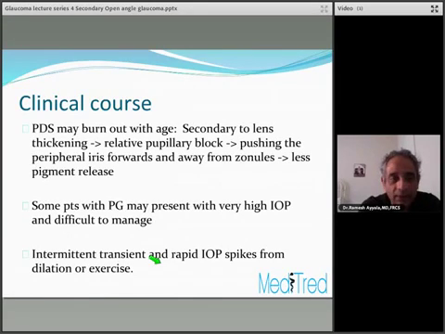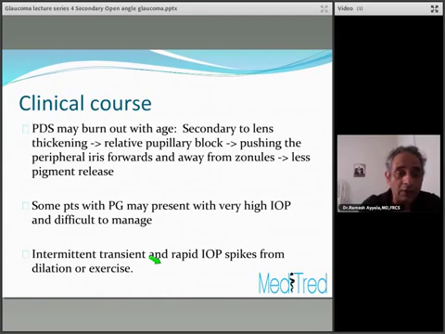It's secondary to lens thickening as we grow older. It causes relative pupillary block, pushing the peripheral iris forwards and away from the zonules. And so consequently, you will have less pigment being released. So remember I told you only a third of these patients will develop pigmentary glaucoma. The rest of them will never develop glaucoma.